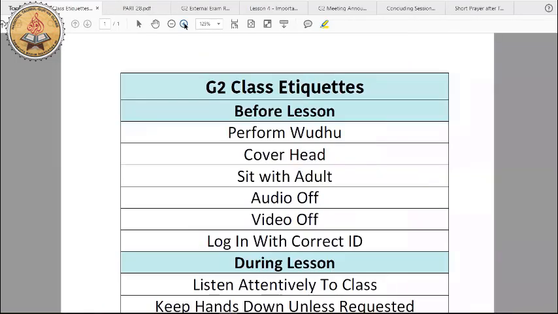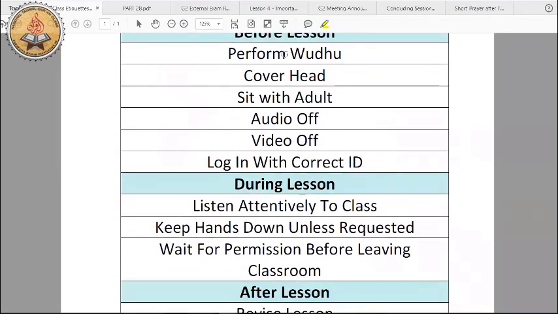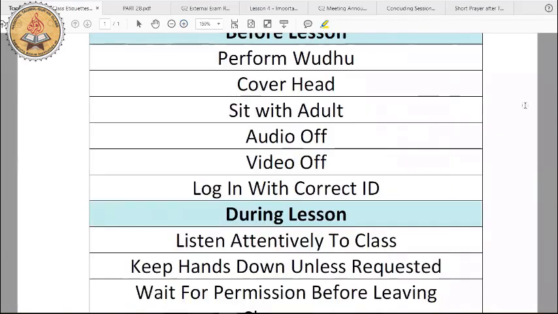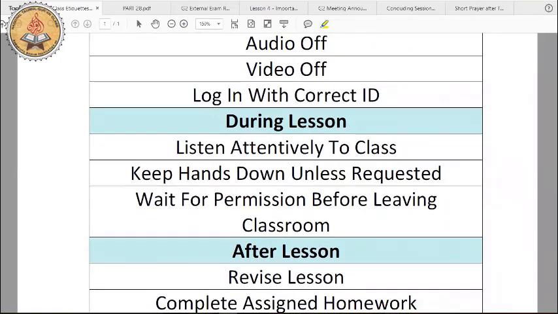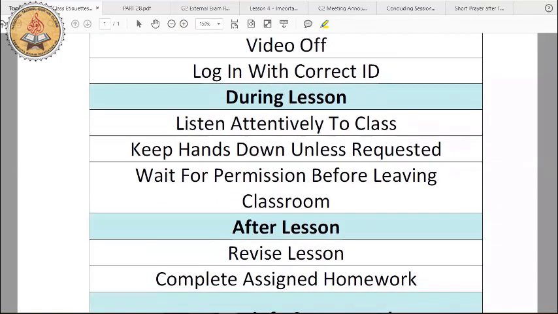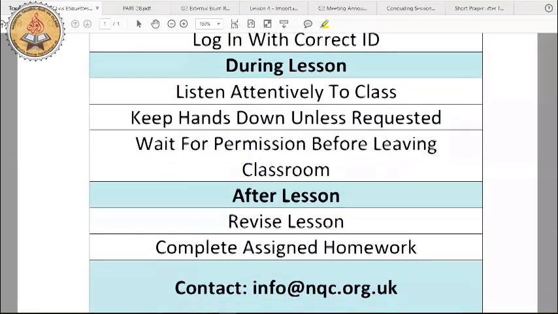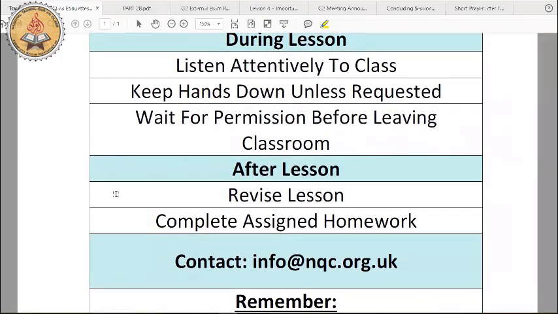Before the lesson, do your wuzu, cover your head, sit with a grown-up, turn your audio and videos off, and log in with the right ID. During the lesson, listen closely to the class proceedings. Keep your hands down unless we request you for some reason, and wait for permission before you leave the classroom. After the class, revise all the things that you learned during the class, and all the new material, revise it, and then also do your homework as well.